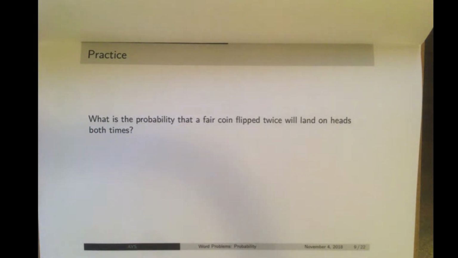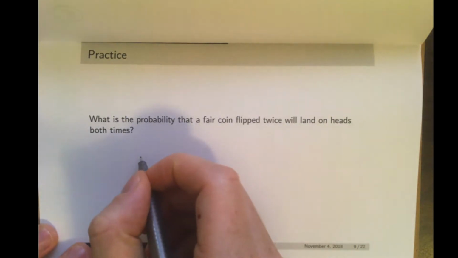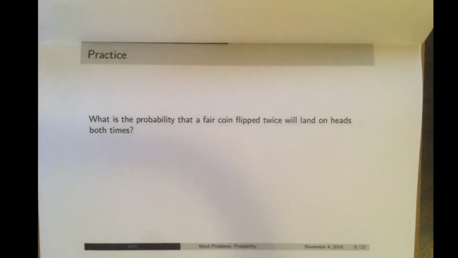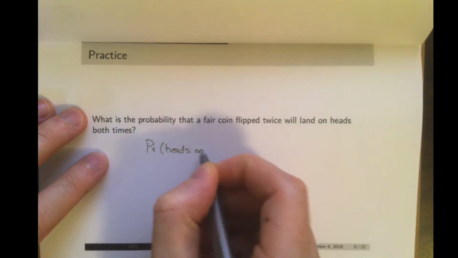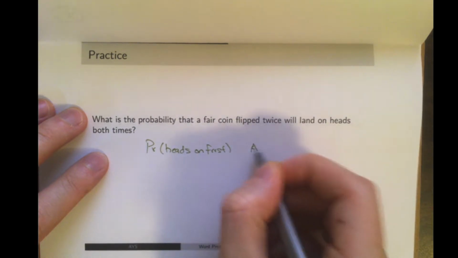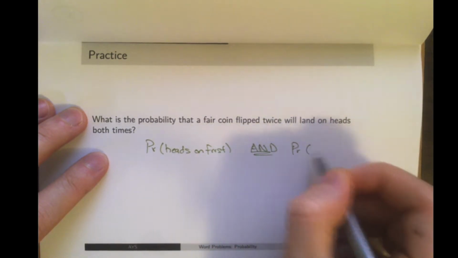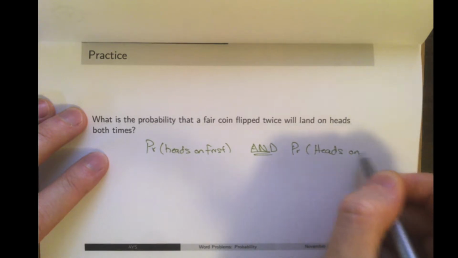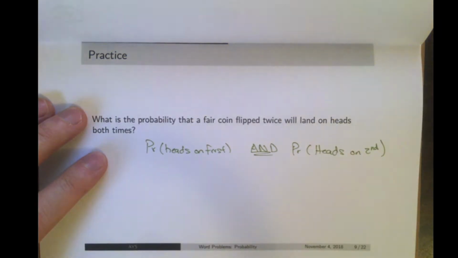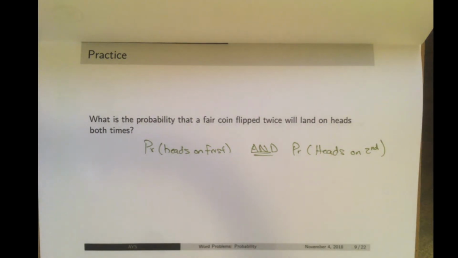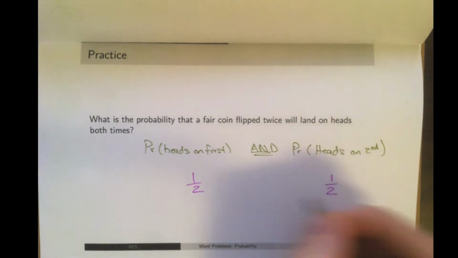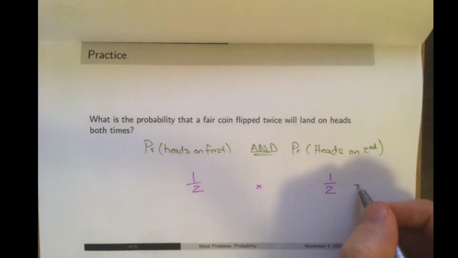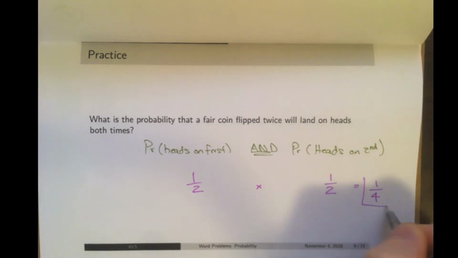Okay, what is the probability that a fair coin flipped twice will land on heads both times? So this is two events. It doesn't say "and" inside the sentence, but what's meant here is probability of heads on the first and probability of heads on the second. So you might have to read between the lines on these questions. The probability of heads on the first, well, that's pretty simple, it's just 1/2. Probability of heads on the second is 1/2. Because it's an AND problem, I'm going to use multiplication, and I come out with 1 over 4. Not too bad.